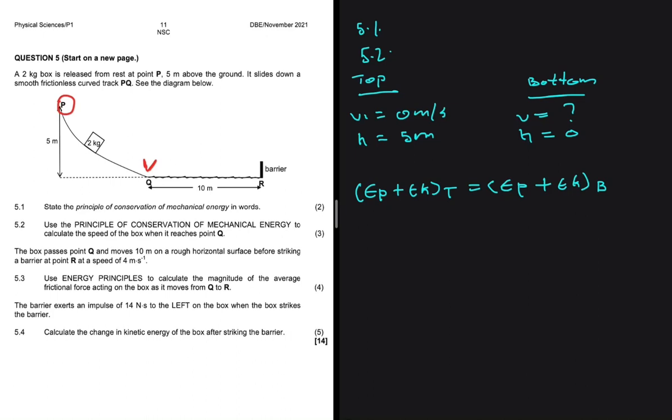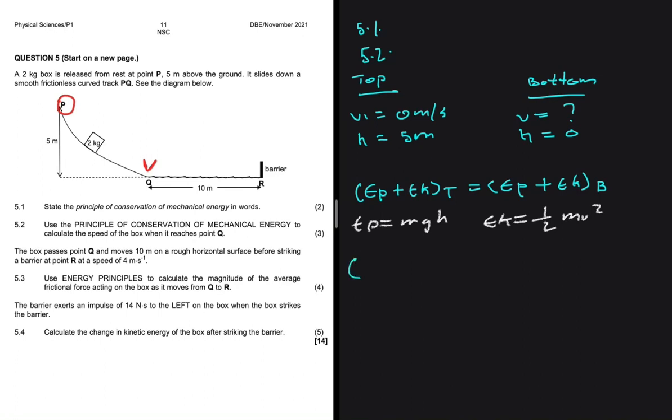So let's go ahead and calculate EP and EK at the top. We know fully well that EP is equal to the mass multiplied by gravity multiplied by the height, and EK is equal to a half mv squared. I'm just writing that down so that if you're not already familiar with the topic, you're not confused with what is going on.